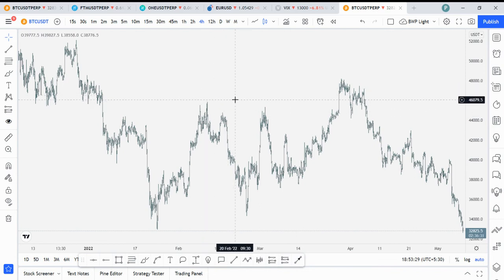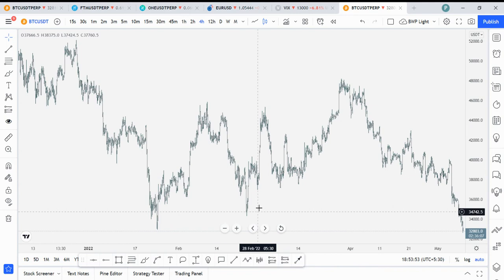So if you are intending to buy, you want to buy where there is a lot of liquidity. A lot of sell orders, rather.